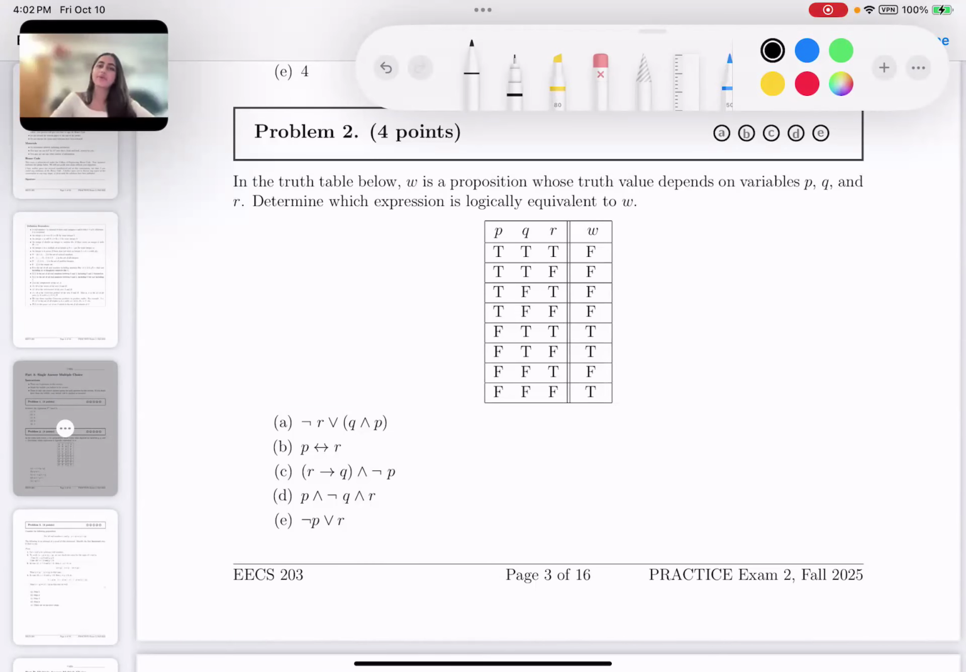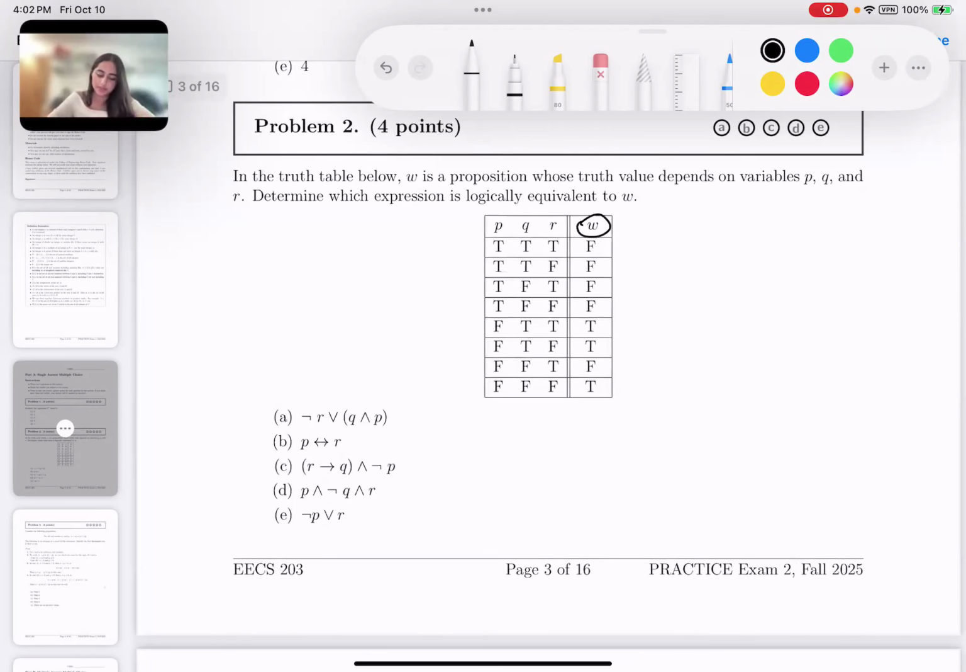Hi, we're going to be working on problem 2 of practice exam 2 in preparation for exam 1 of fall 2025. This problem asks us to find a logically equivalent expression to the output of this truth table, which is W. And there are many ways to go about this.